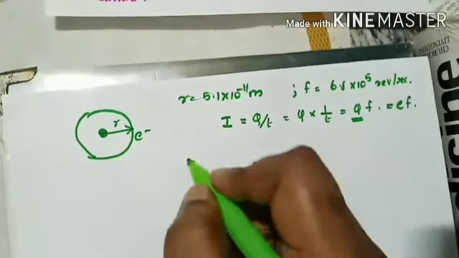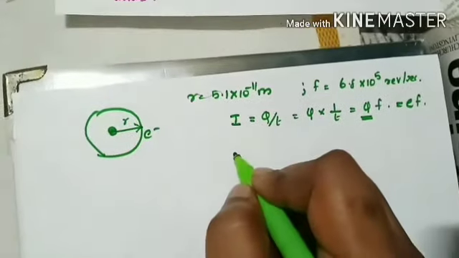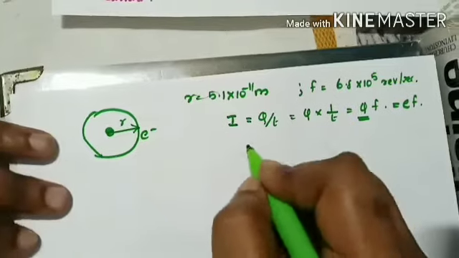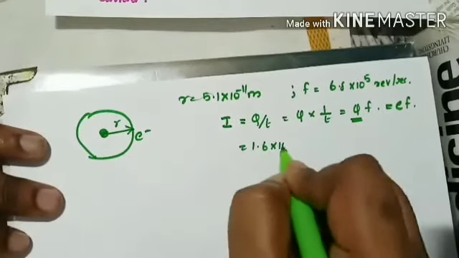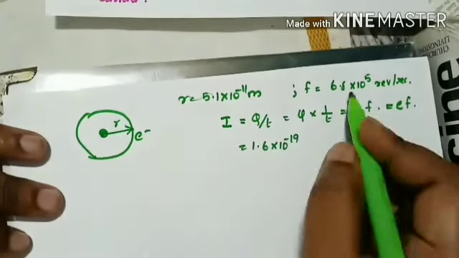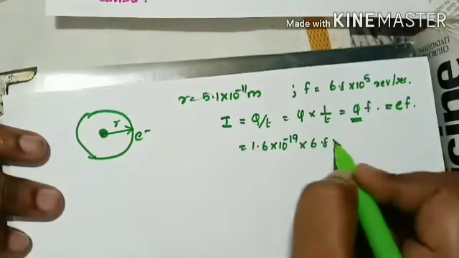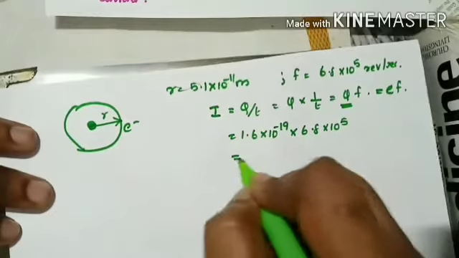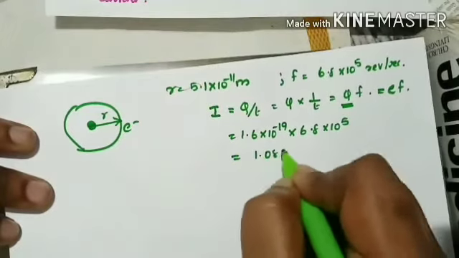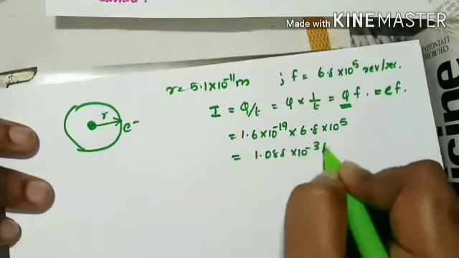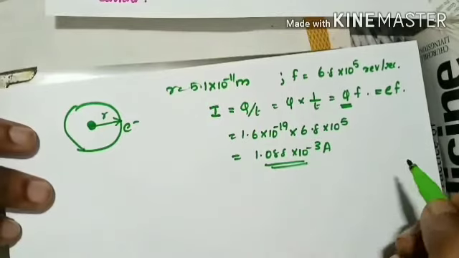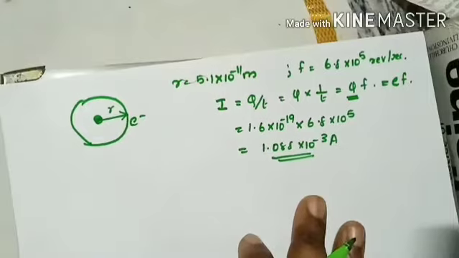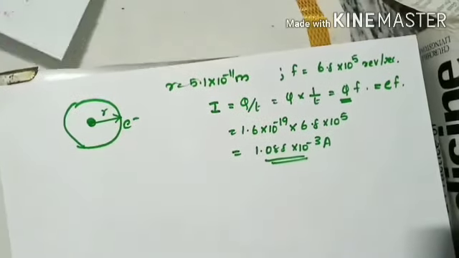What is the charge of one electron? I hope you remember the values. It is 1.6 into 10 to the power minus 19. So I'll write it as 1.6 into 10 to the power minus 19. And what is the frequency given as? It is 6.8 into 10 to the power 5. You have to calculate the value by yourself. You will get the answer as 1.088 into 10 to the power minus 3 ampere. This is one of the simplest questions which can be asked. Clear? Now we'll go for a little bit tougher question.